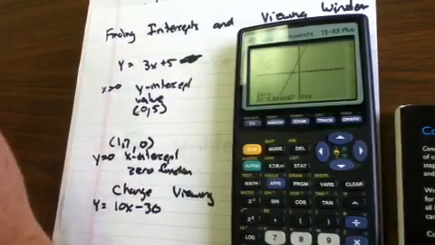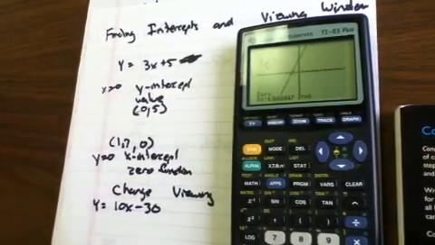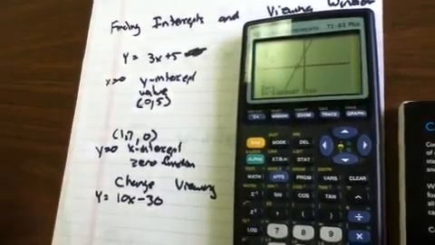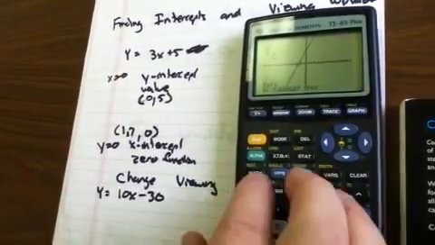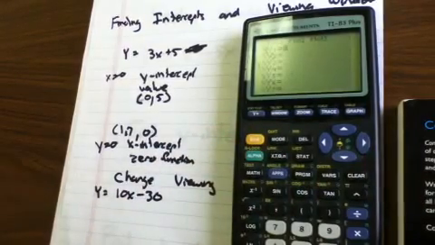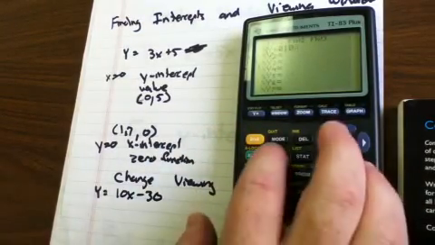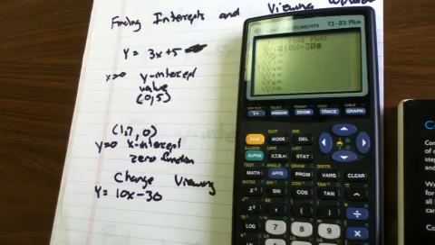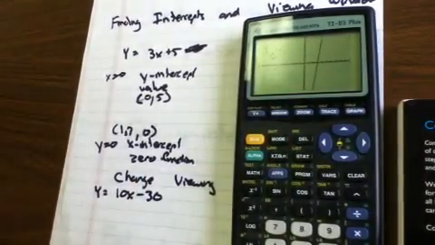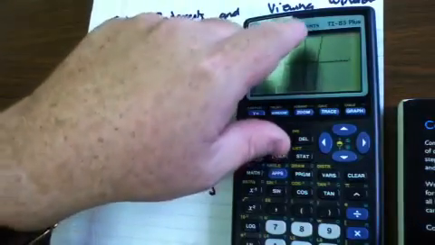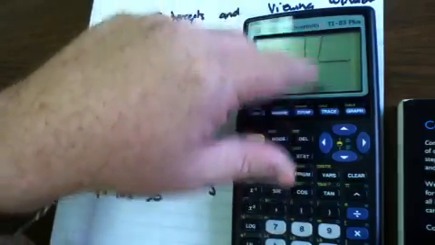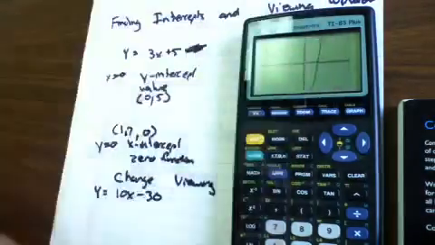To change the viewing window, we're going to use y equals 10x minus 30. So the first thing I need to do is graph that. Again, we hit y equals, clear out the old equation, plug in 10x minus 30, and hit graph. In this case, I'm changing the viewing window because there's a small value for x, but a very large value difference in y.